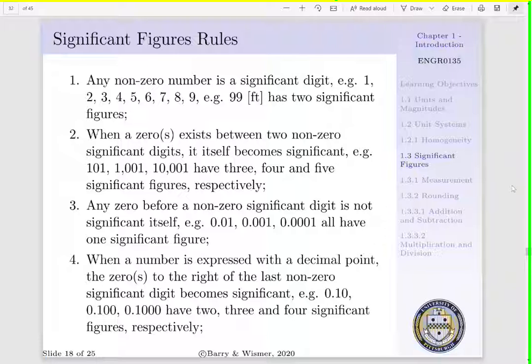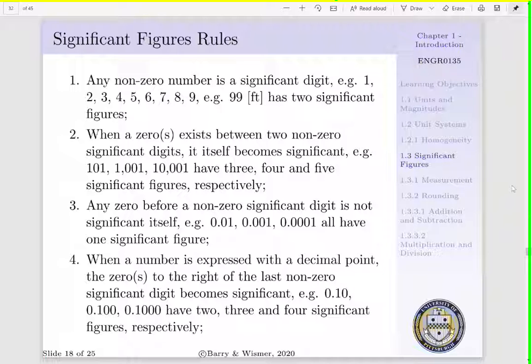When a zero exists between 2 non-zero significant digits, itself becomes significant. That is, 101, or 1001, or 10,001 have 3, 4, and 5 significant digits respectively. The 0 in between the 1s are significant.